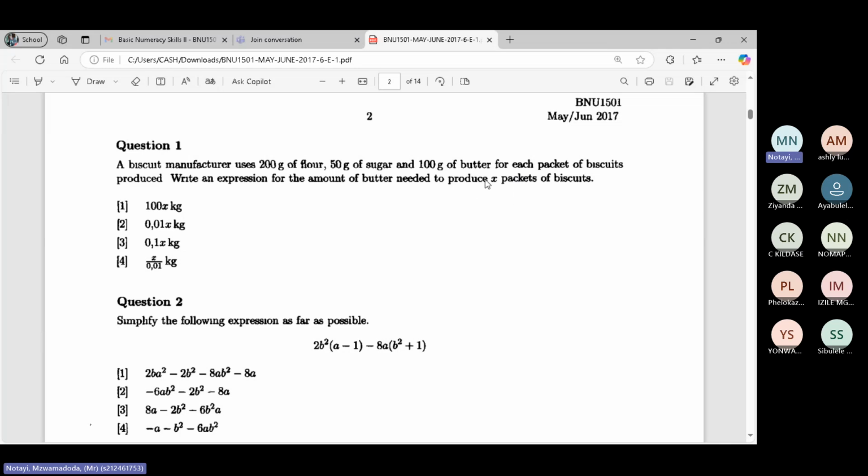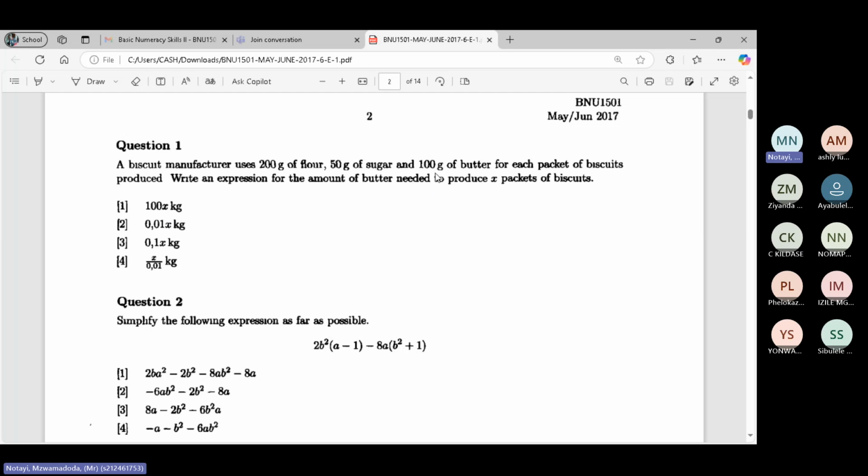So 100X grams should be 100X grams, not 100X kg. We see that everything in those questions is in kgs, but we are given grams. So we have to convert the grams. If all of these were in grams, we would take number one as 100X grams, but now we have 100X kilograms. So the first one is out, so we have to convert the 100 grams into kilograms.